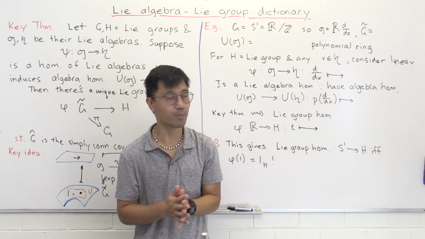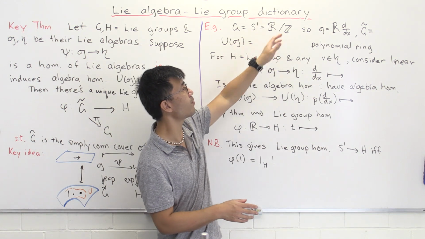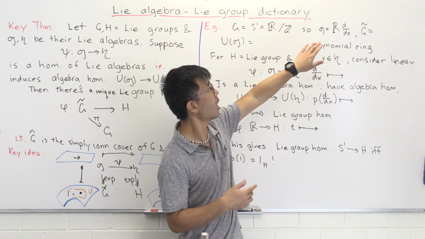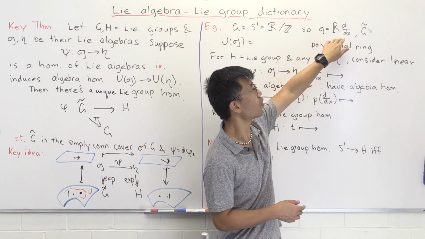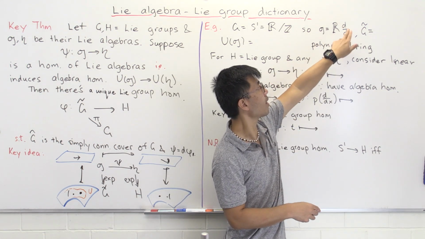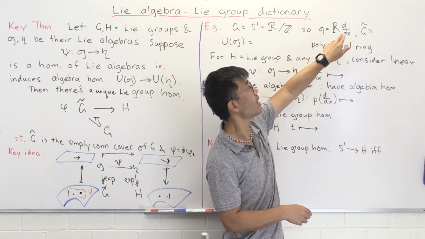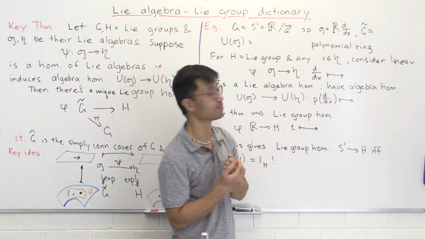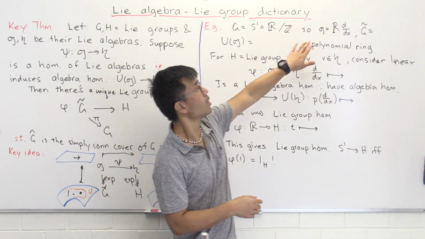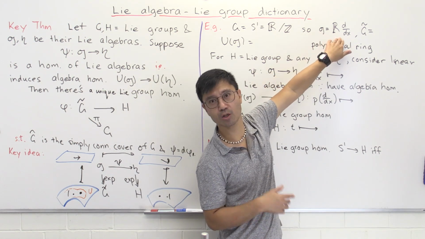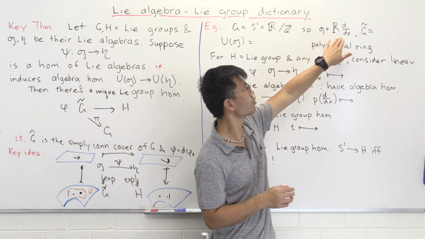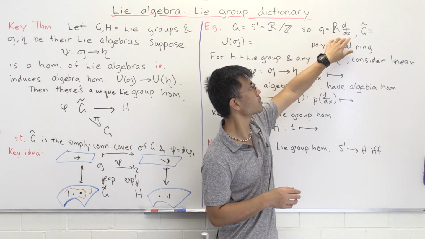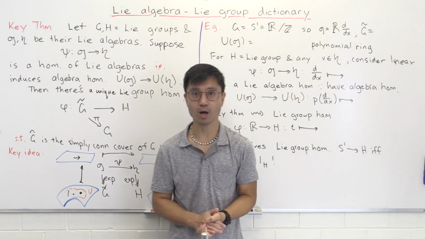So what's its Lie algebra? What are the left invariant differential operators? The left invariant vector field is just a constant vector field given by d/dx, and you scale it to whatever real you like. So that's the Lie algebra. It's basically a copy of R, a one-dimensional vector space over the reals.